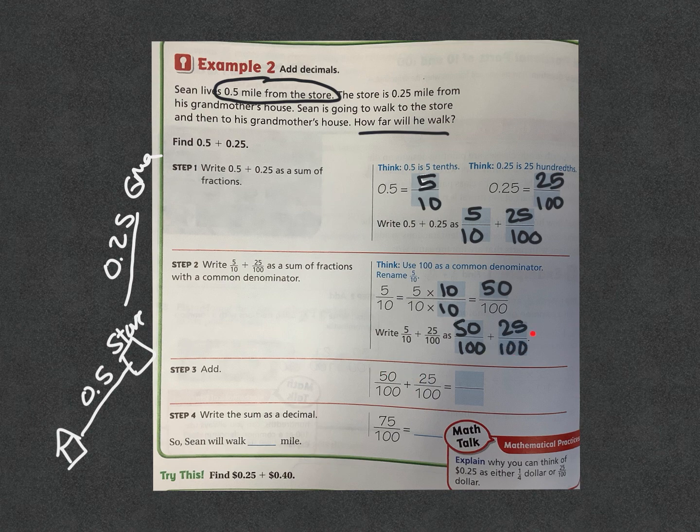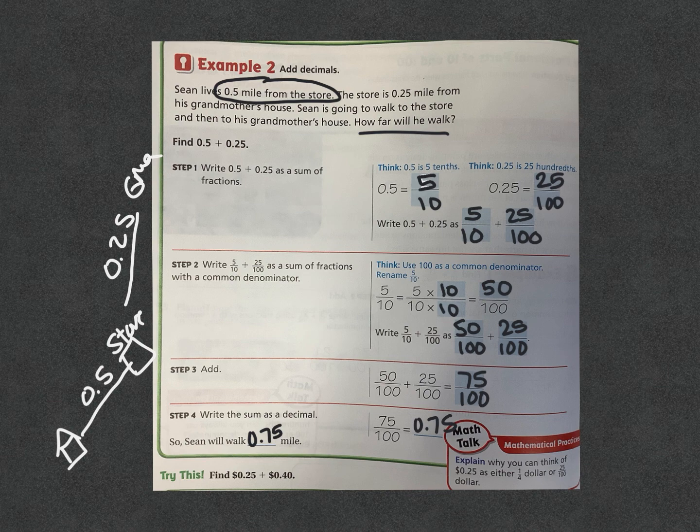I can add those numerators together. 50 plus 25, think of money, right? 75/100. And 75/100 is 0.75. So he walked 0.75 miles.